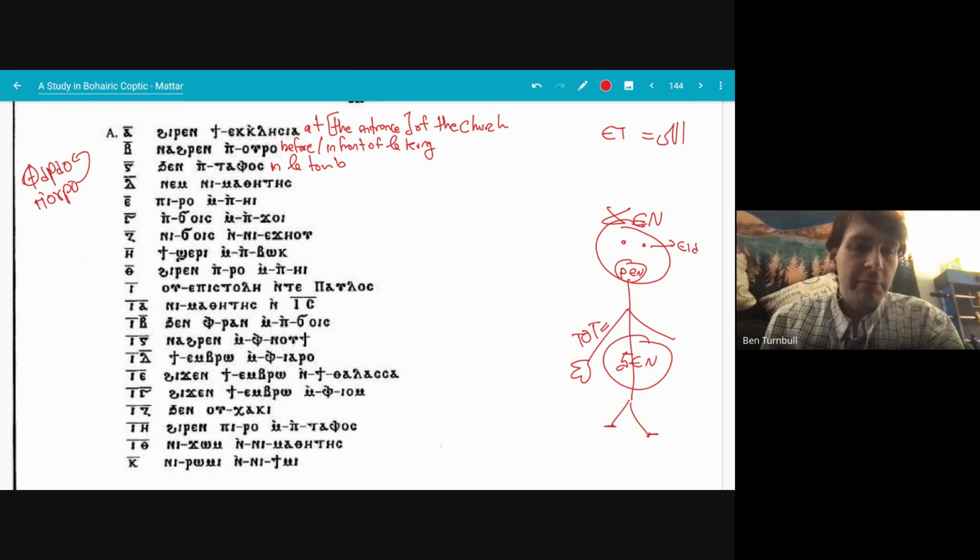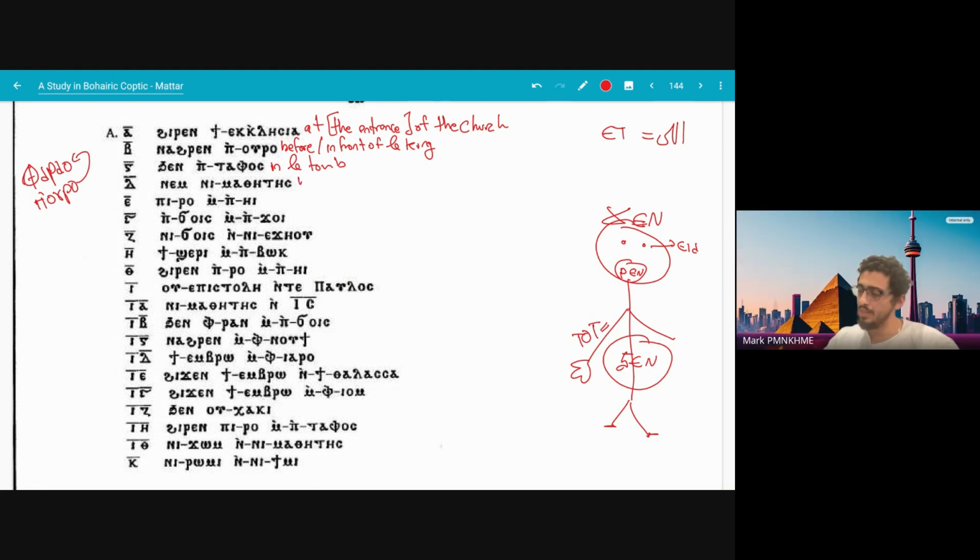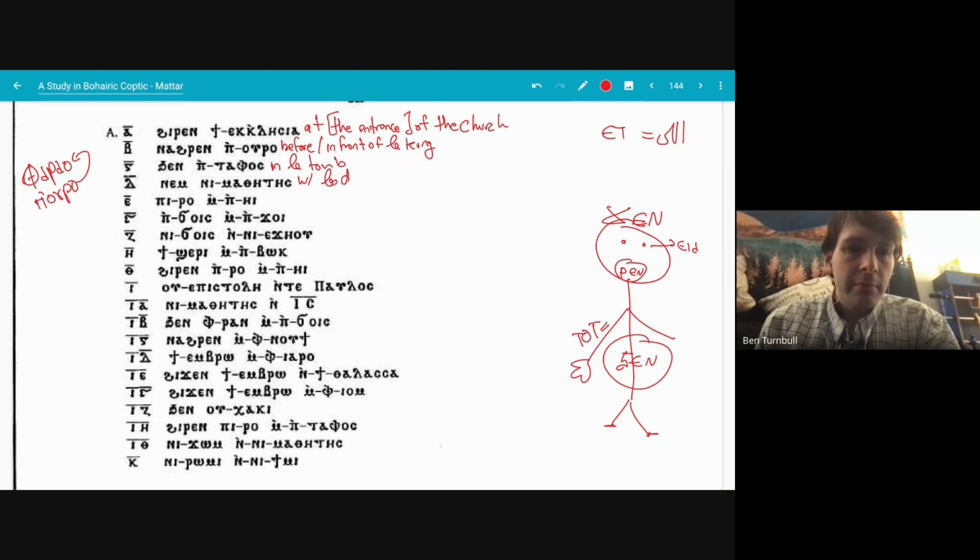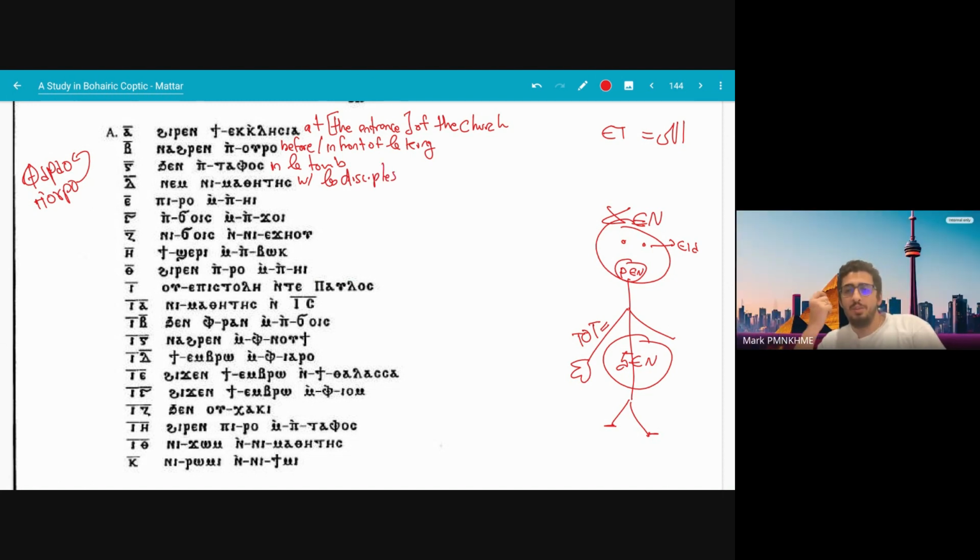Let's see about this one. Nem matetes. So that's with the students. Remember, the nem just means addition, so it's with or and. It's like together with. It just means you're adding two things together.